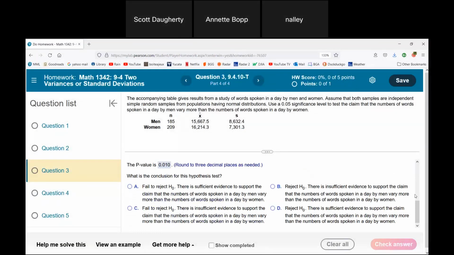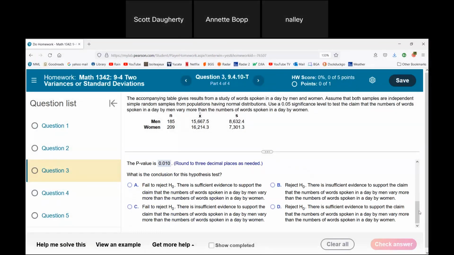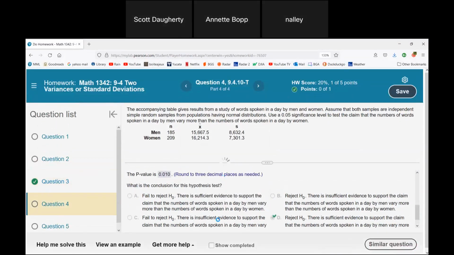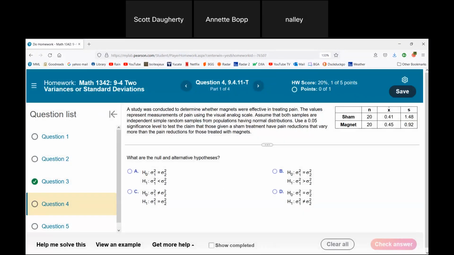And then the conclusion would be, regardless of which way you do it, whether you do the p-value or the traditional method, the conclusion was we rejected the null, and that means there was sufficient evidence to support the claim, so it must be D. Okay, so that's how you do that one.